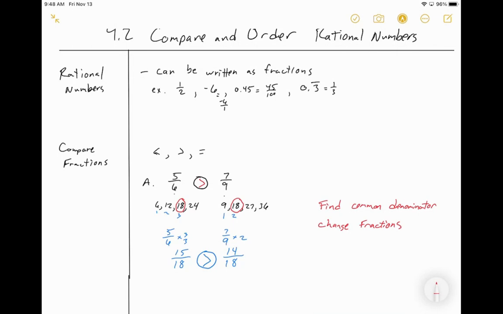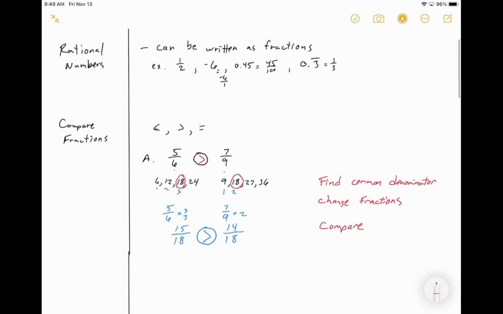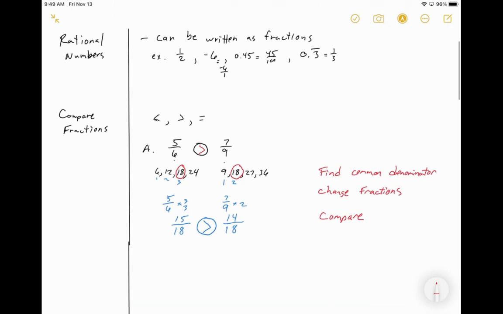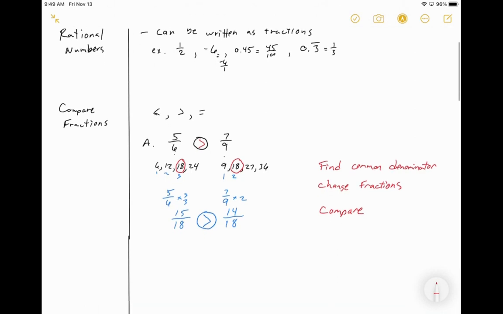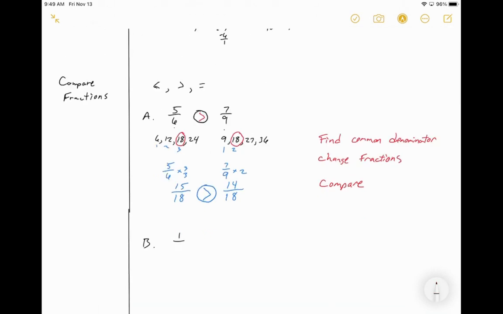And sometimes they're actually easier than that, right? So let's go back to what we did here. First, we found the common denominator. We changed our fractions, and then we're ready to compare. So let's have you guys do a few examples here. How about if I had 1/5 compared to 7/50? Go ahead and try that one on your own.